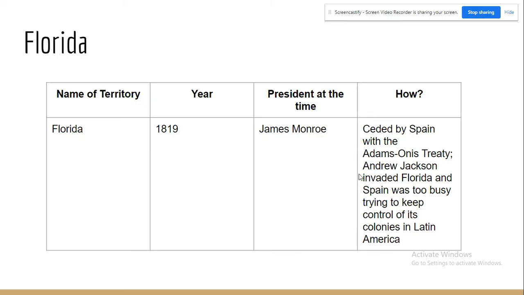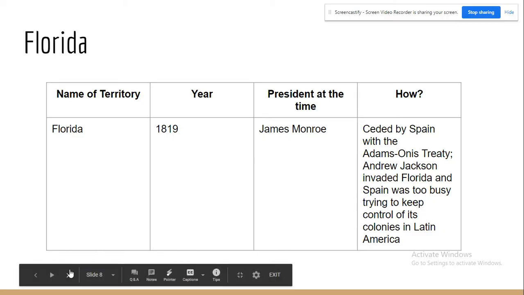But at this time, when Andrew Jackson invades, Spain is really too busy trying to keep control of its colonies in Latin America. So they basically are just okay with the United States taking over the area of Florida. So John Quincy Adams and Onis come together and they create the treaty, which cedes the Florida territory to the United States.